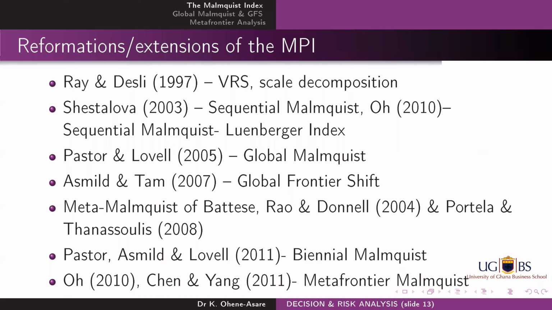So the last time we met, we looked at the basic theoretical underpinnings of the Malmquist Productivity Change Index. We mentioned that there are a lot of reformulations and extensions, and these are some of the extensions we mentioned. If you observe carefully, you may have observed that I've added a couple more. Some of the extensions include the global frontier shift, which is one of them that we shall do for this very course.